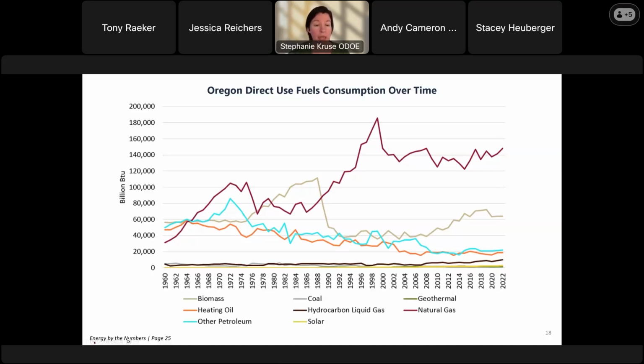Natural gas became more widely used as Oregon's population increased. At the same time, Oregon's timber industry contracted due to curtailment of federal timber sales, which also produced some of the biomass fuel used as a byproduct. So you can see a drop in biomass, shown as a tan line in the chart around 1989. But biomass is a renewable source of energy and has recently experienced a steady increase in use. It ends up as the second highest amount of direct use fuels in 2022.